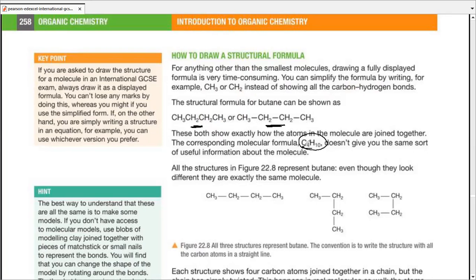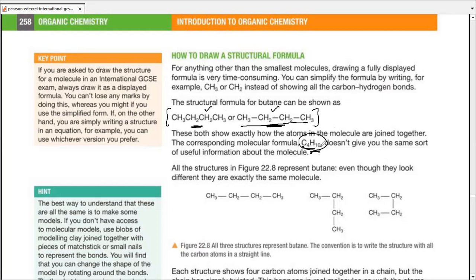This is the molecular formula. This definitely does not show us anything about the structure, but this one or this one does. So that's why they're named as structural formula. And this one is named as molecular formula. Because if it gives you any hints about the structure, it definitely is a structural formula. All right. So when I talk about this structure, take a good look.